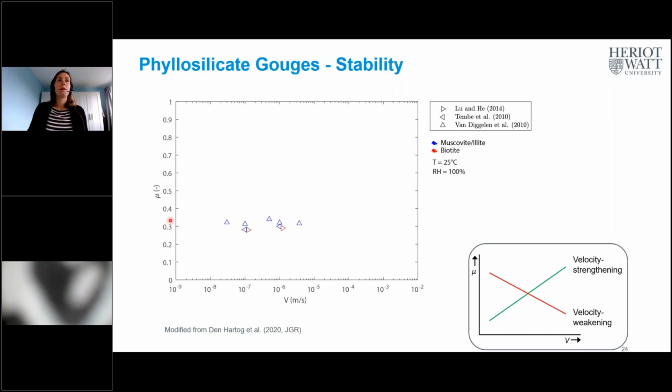That's also shown in this figure. So this is a different type of plot. It shows the friction coefficient on the vertical axis and the slip velocity on the horizontal axis. This is a collection of literature data for both muscovite or illite and biotite. What you can see is that, well, actually you can't see it that well because the scale on the axis is a bit big. But there are actually small positive trends in this data, which also means a velocity strengthening behavior, so that you can see that by the comparison with this example figure.